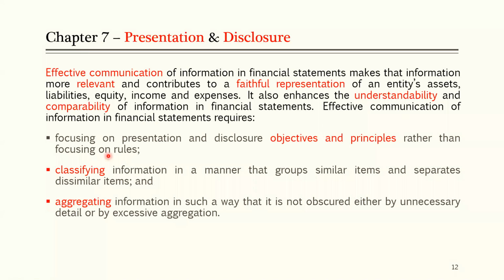On classification, we need to classify similar items separately: information in a manner that groups similar items and separates dissimilar items. And aggregation: aggregating information in such a way that it is not obscured either by unnecessary detail or by excessive aggregation. Aggregating means we combine several pieces of information and disclose them together. In such places we need to be careful. We should not go for excessive aggregation. It is not good to aggregate and provide more information than needed. So these are basically the principles in classifying and aggregating. In reporting, we need to keep these aspects in mind.